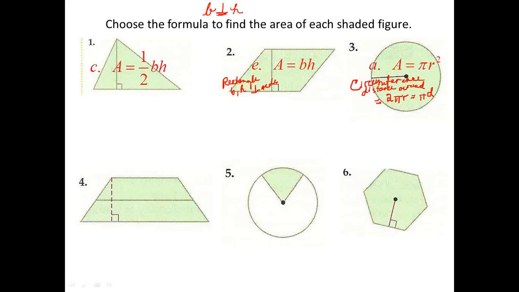Number 4 is a trapezoid. And when they're referring to height, they're referring to this one, B1, B2, just as long as one's atop the parallel sides.